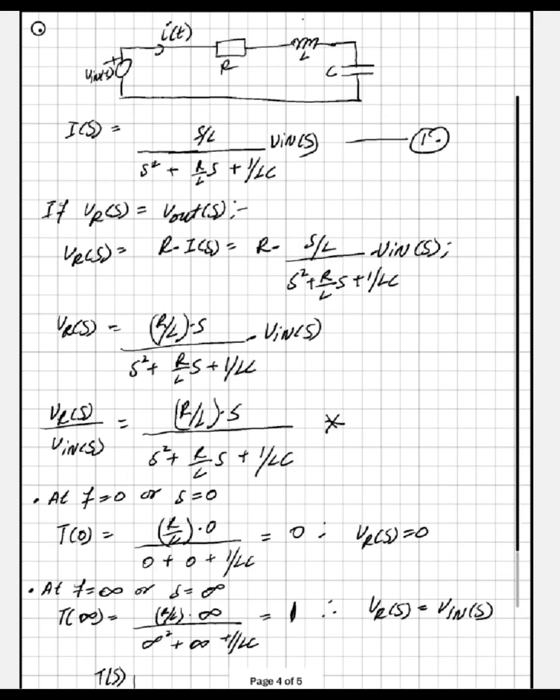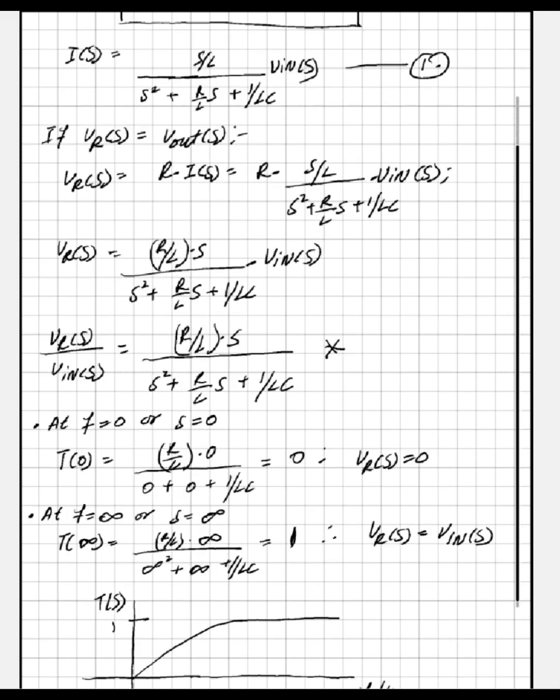And finally, if you take the voltage output as the voltage across the resistor, a resistor is not a frequency dependent component. What that means is its voltage or current does not depend on the frequency. The voltage across the resistor is resistance times the current, so that's R multiplied by the current equation. That's a very simple substitution, and we get this transfer function. We can do this analysis, but this will behave as a high pass filter again.